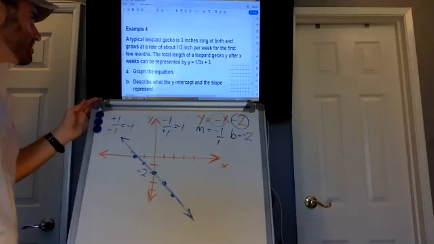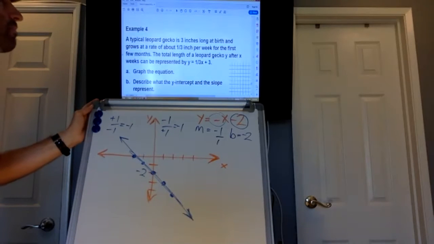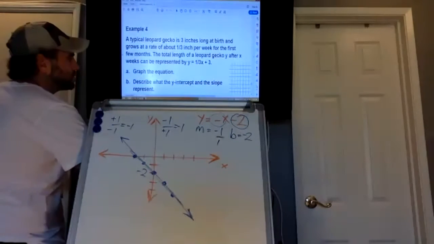Go ahead and graph it and describe what the intercept and slope represent in the problem, which we kind of already just did.